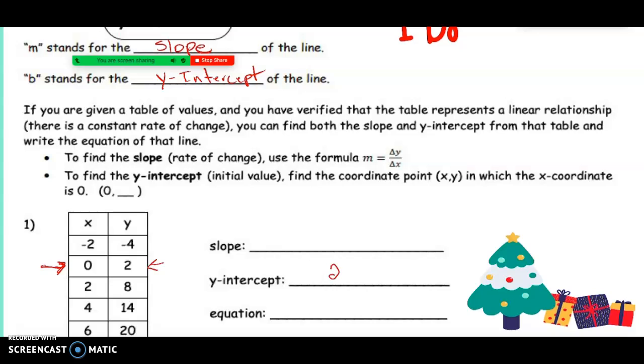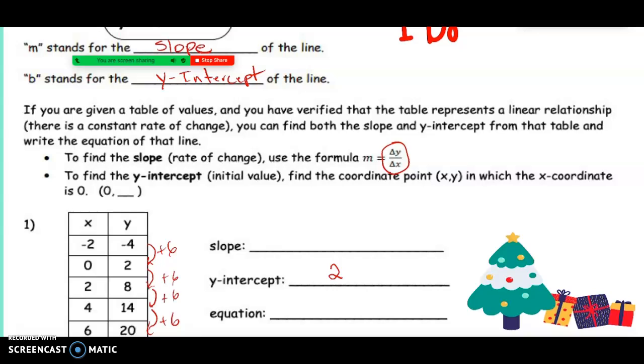Now the slope, we have to find the change in y and divide it by the change in x. So I'm going to come back and erase this right here so we can start off with a fresh table. Well, let's see, we have a negative 4, and what do we do to negative 4 to get to 2? Well, we're actually adding 6. From 2 to 8, plus 6, from 8 to 14, plus 6, and from 14 to 20, plus 6. So our change in y is plus 6.